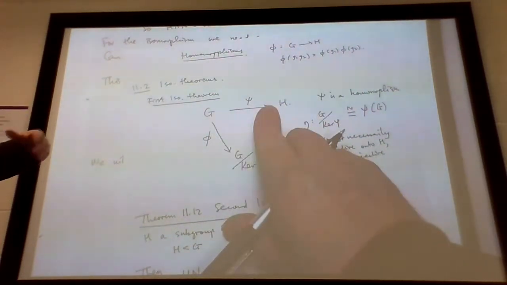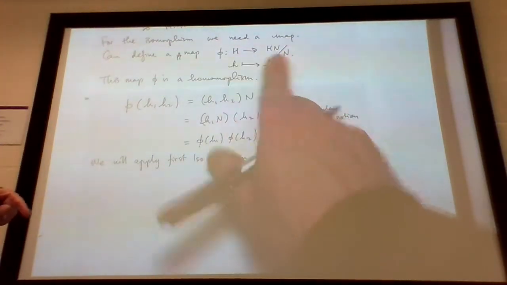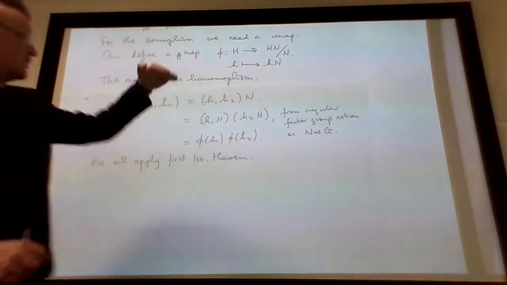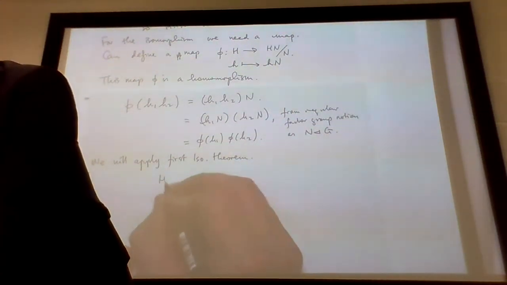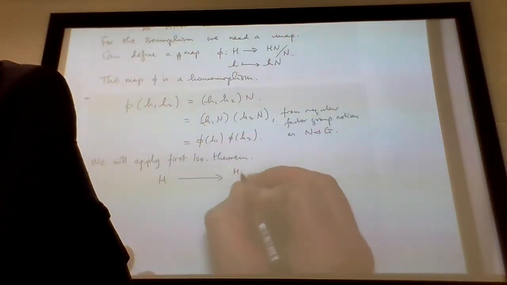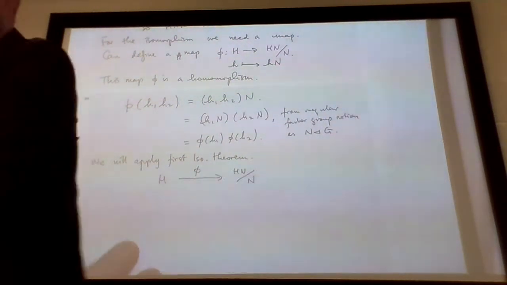So, okay, we called it psi there. Unfortunately, it's now called phi. So that's our map across the top. But think of it as going across the top of the triangle. So we got H coming across to this group by phi.